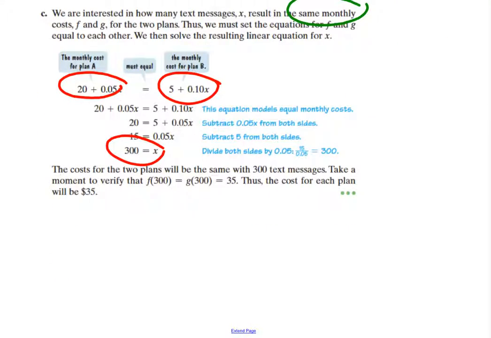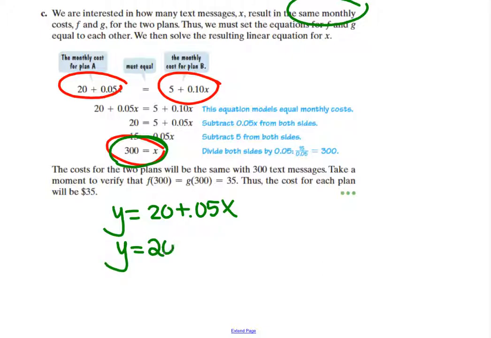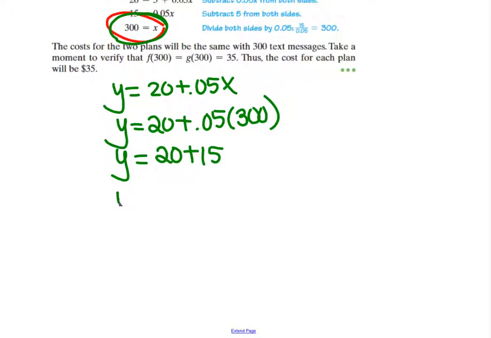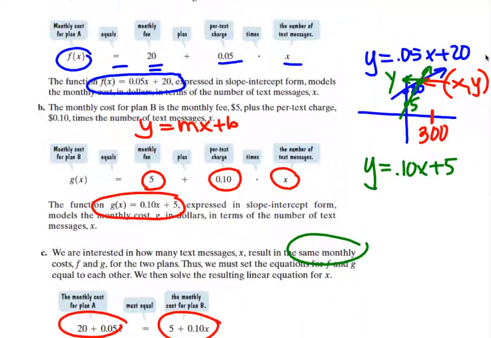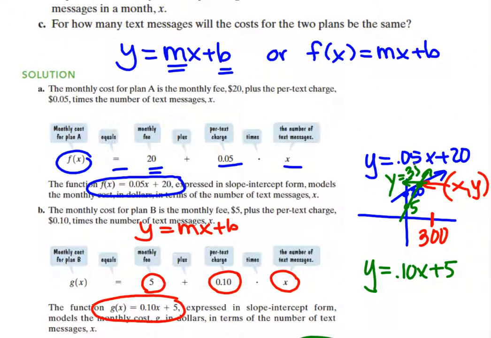Okay, and to find out what that y is, we substitute. Here's my y equals 20 plus 0.05x. We know the x is 300, so we can just substitute 300 in for x. We simplify that and we get 20 plus 15 gives us 35. So what that says is the cost is $35 right up here. That's our y right there, $35.